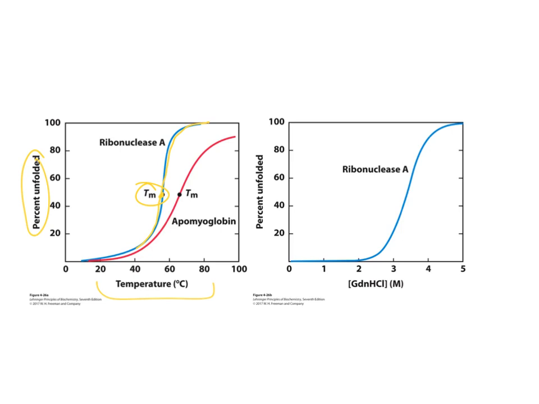We can also see an exponential curve when we look at the concentration of guanidine hydrochloride added to a protein. So here you can see that there isn't much unfolding up to 2 molar, but then as soon as we start to get to 3 molar, we see this exponential rise, and by the time we get to 4 molar, the protein's almost 100% unfolded.